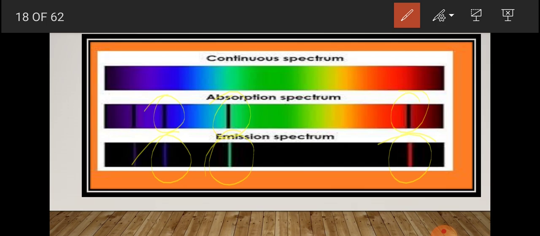Emission spectrum may be continuous or discontinuous. But absorption spectra is always discontinuous, consisting of dark lines. In emission spectra, radiations from the source are analyzed directly by the spectroscope. And in absorption spectra, white light is first passed through the chemical and the transmitted light is analyzed by a spectroscope. So this is the main difference between emission and absorption spectra.